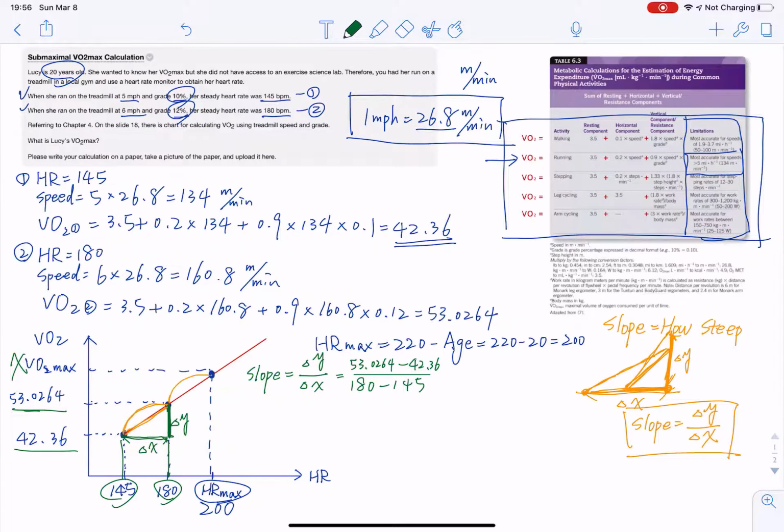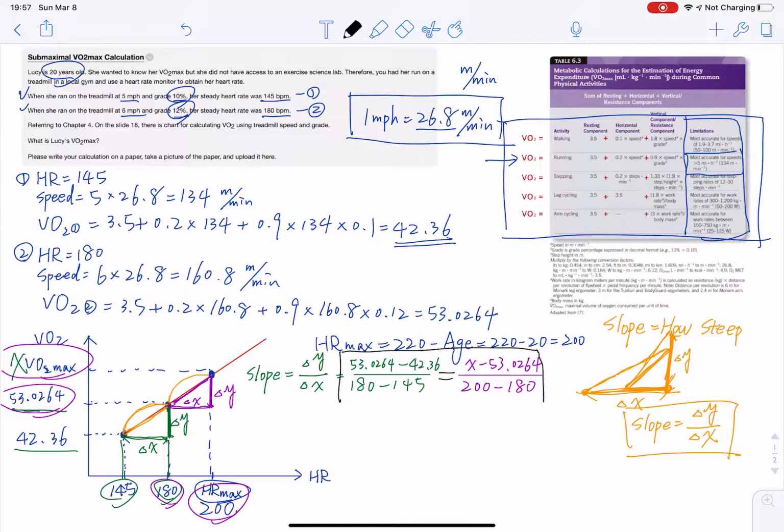Okay, so let's look at the second section of this line. Here we have this delta y and this delta x, right? So the same thing. Let's calculate the slope of this section. Let's see the height, delta y. We have x and 53.0264, so x minus 53.0264, divided by delta x, right? Delta x will be 200 minus 180. All right, so what's the relationship between them? They should be the same, right? Because that's the slope. They have the same steepness. They have the same slope.